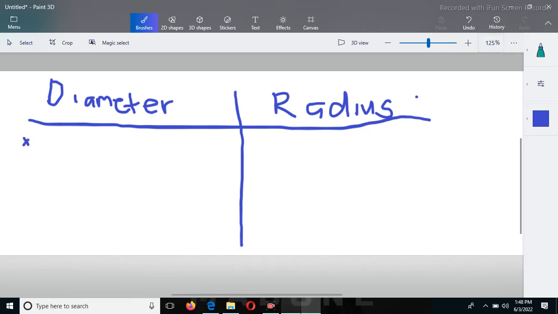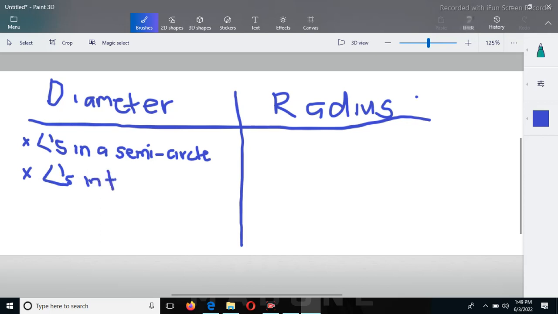Right? Now, guys, every time you see a diameter, just know that there is a possibility of you having to find angles in a semicircle. Now I'm going to explain that briefly just now. Semicircle, right? Every time you see a diameter, just know that you might have to find an angle that is in a semicircle, right? You might also have to find angles in the same segment. Okay, guys, I'm sorry, I'm taking my sweet time to write.